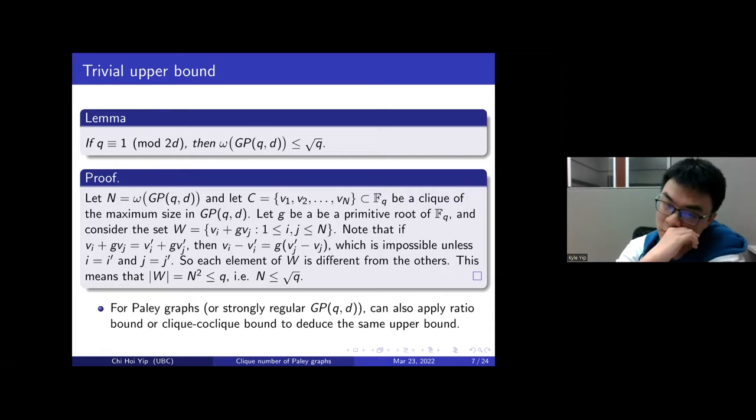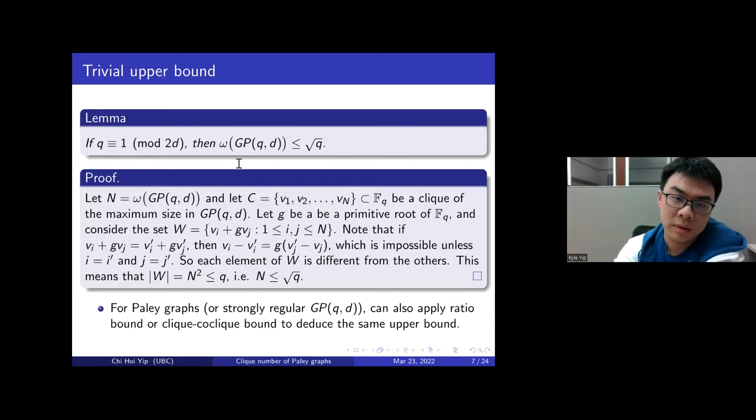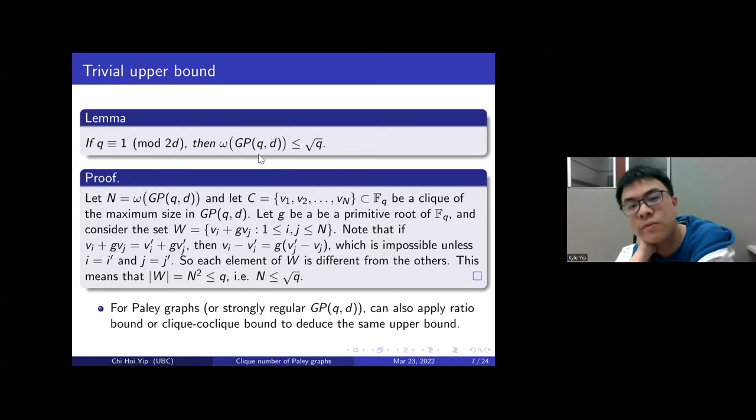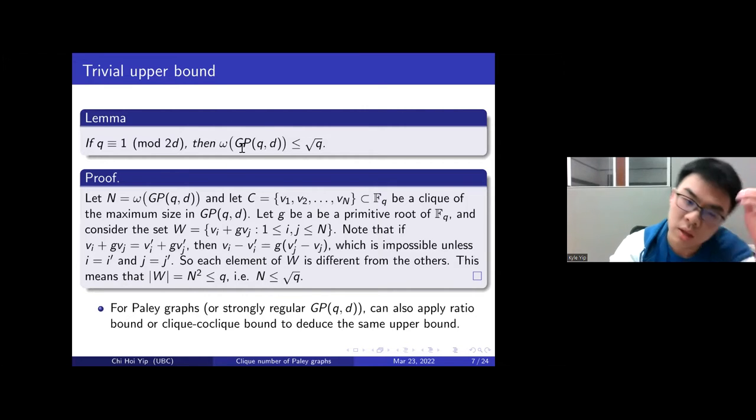So that's established the proof of this claim. There are other proofs of this triple upper bound. One can use finite geometry. One can also use character sums or analytic number theory. And we can also have some algebraic graph theory approaches to prove this triple upper bound.